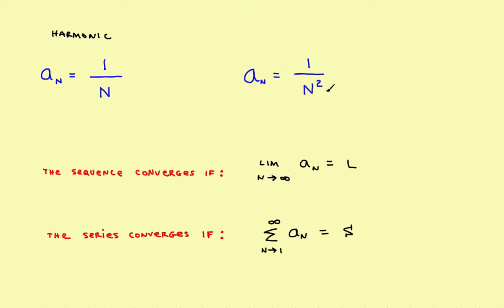Now, what we want to do in this case is investigate what it means for this series to converge. We'll actually begin with this one, 1 over n squared. So let's take a look at this, and then we'll run through some examples.